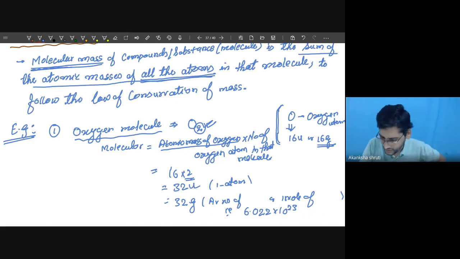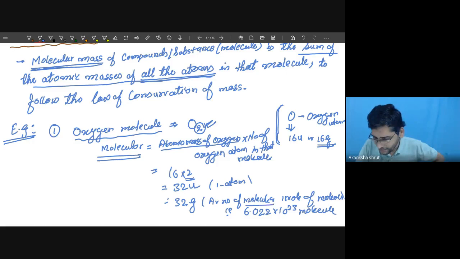This is important to understand. So when we want to know the molecular mass, we shall use the term molecule. If we want to use the atomic mass, we shall use the term atom. This is the difference.